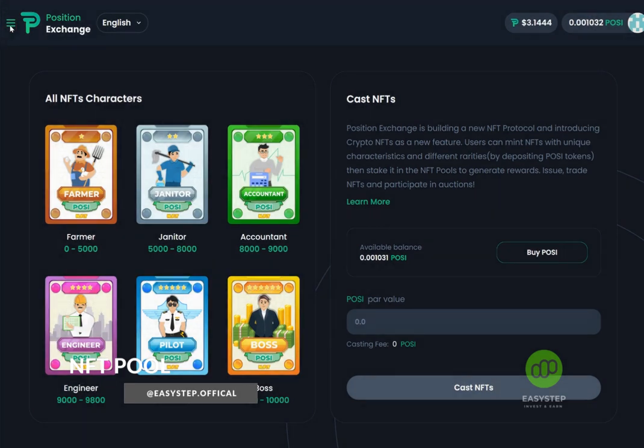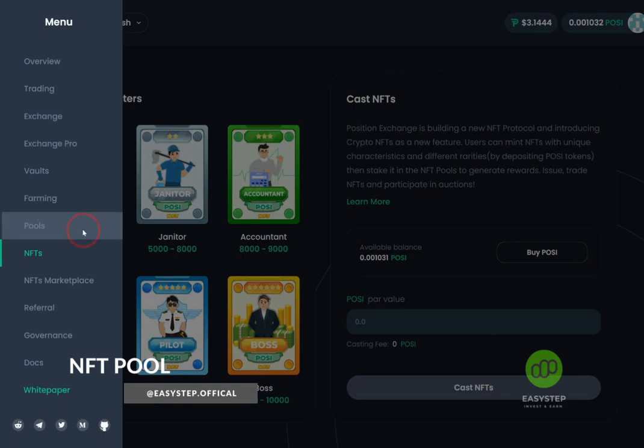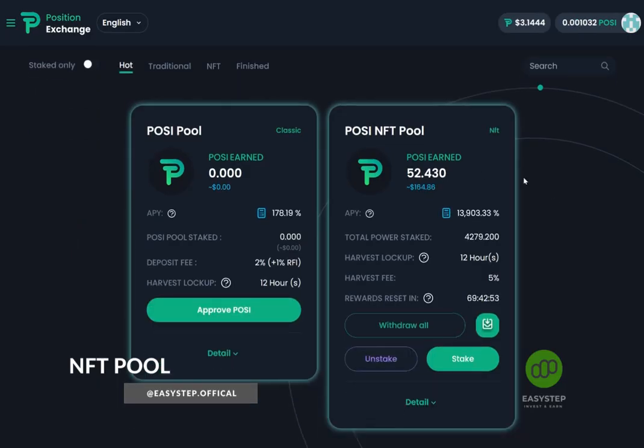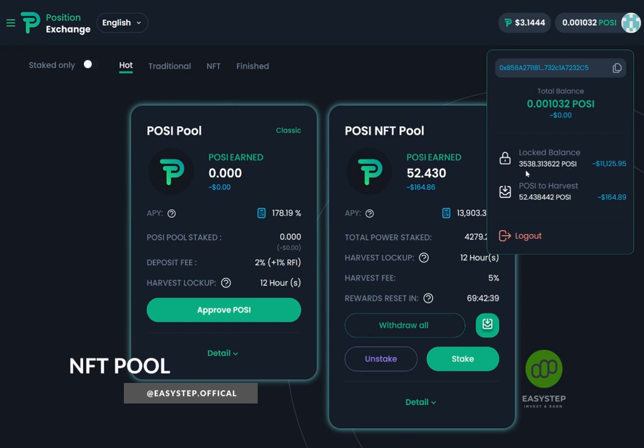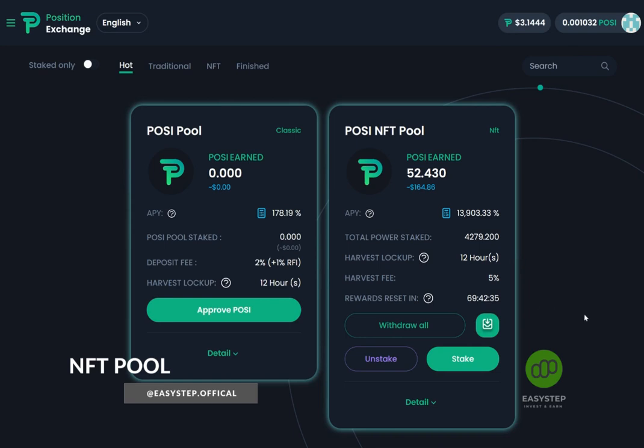Let me see if this will come up. 1 second here. Go down to the pools. Okay, and it'll populate here in the NFT pool, and you'll see your total power stake. And as you can see, it doesn't say total par value stake, but it says total power stake. So as you can see, I have 3,538 POSI tokens staked in the NFT pool, but based on the NFT cards that I was awarded, I actually have a higher power.